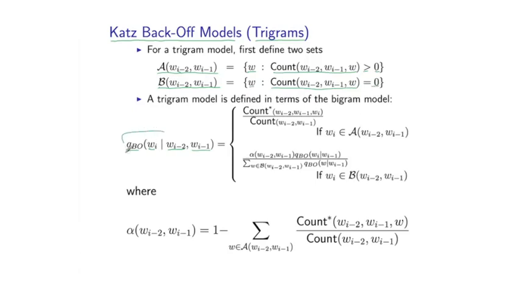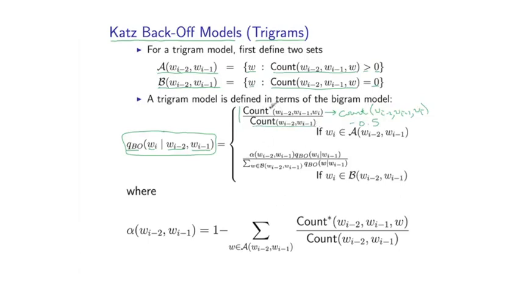If we look at this backed-off estimate, the first case is as follows. If we come across some word Wi such that the trigram count is greater than 0, we take the ratio of the discounted count over the count. This, again, is going to be something like the count of the trigram minus some constant, say 0.5, and this is simply the count of the bigram being conditioned on.